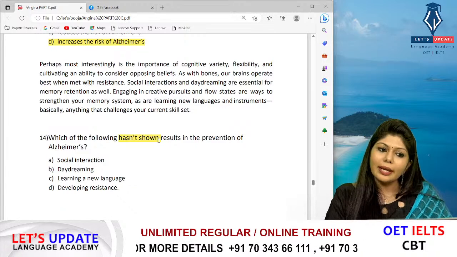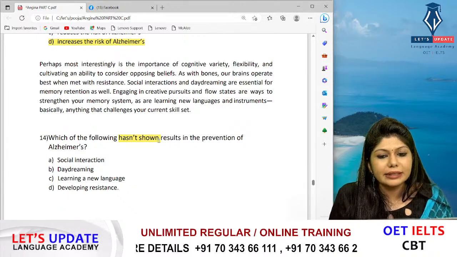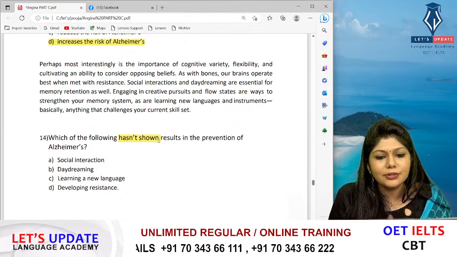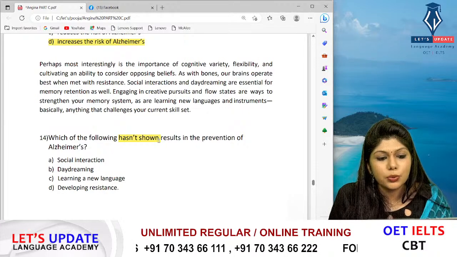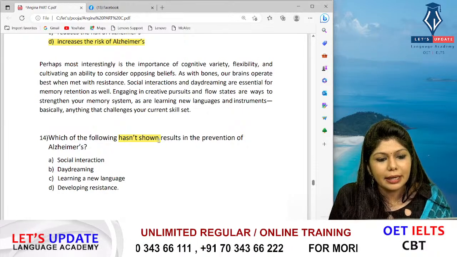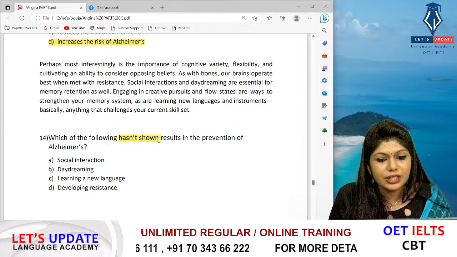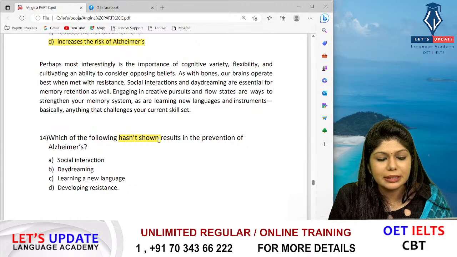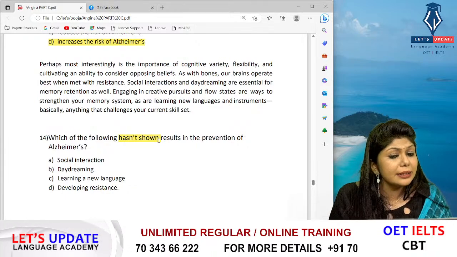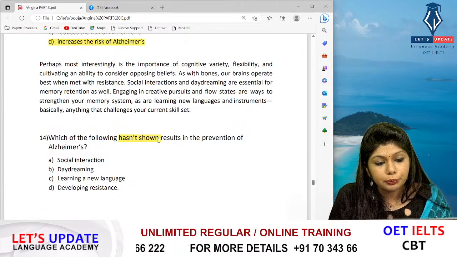Okay, so I'll read this. Perhaps most interestingly is the importance of cognitive variety, flexibility, and cultivating an ability to consider opposing beliefs. As with bones, our brains operate best when met with resistance. Social interactions and daydreaming are essential for memory retention as well. Engaging in creative pursuits and flow states are a way to strengthen your memory system, as are learning new languages and instruments. Basically, anything that challenges your current skill.